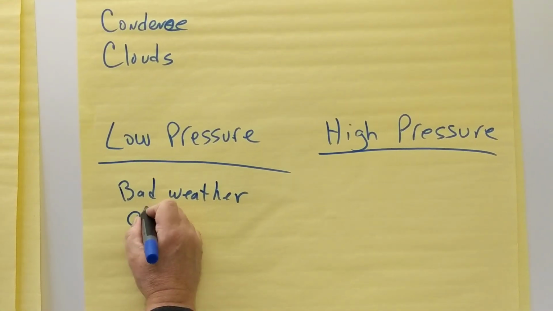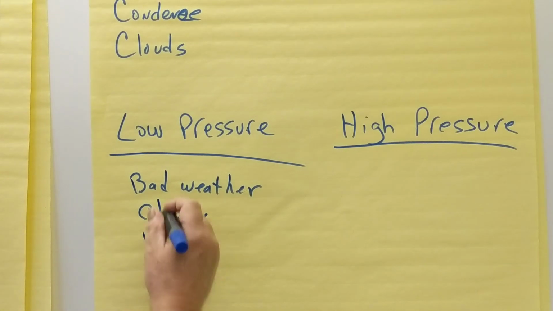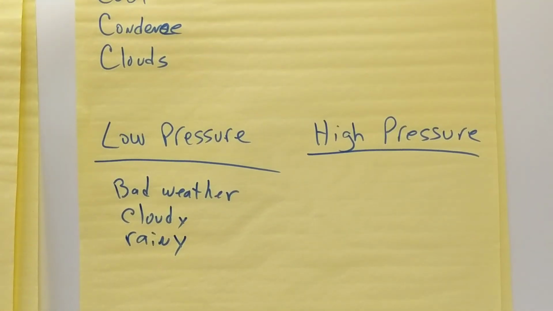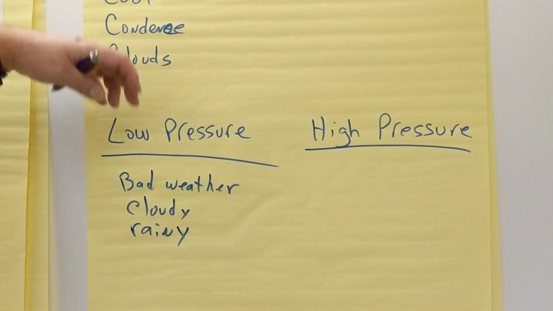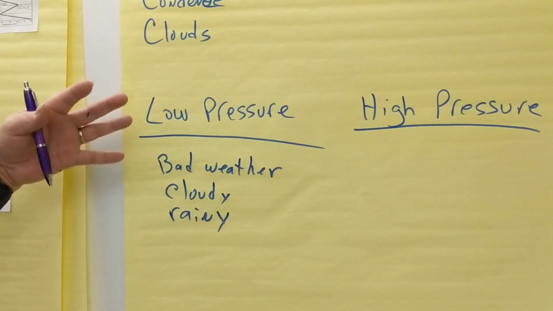It's going to be cloudy. It's going to be rainy. So with low pressure, what happens is the less dense air is going to rise. So you get low pressure, so it rises and it makes all this bad weather, clouds roll in.